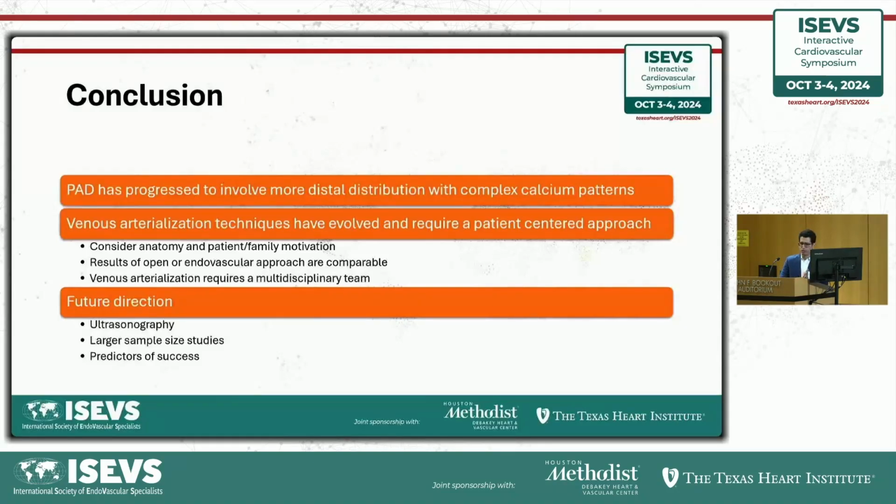Some future directions, I think the use of ultrasound, both with pedal acceleration time, and reducing radiation, is something we can look into. Of course, larger sample sizes, rather small sample sizes thus far, and to validate a lot of this data, we need larger sample sizes. And we need to start talking about predictors of success. Which patients are going to have successful patency, which ones are going to require more reinterventions, and which are likely to fail. These are all things to come.